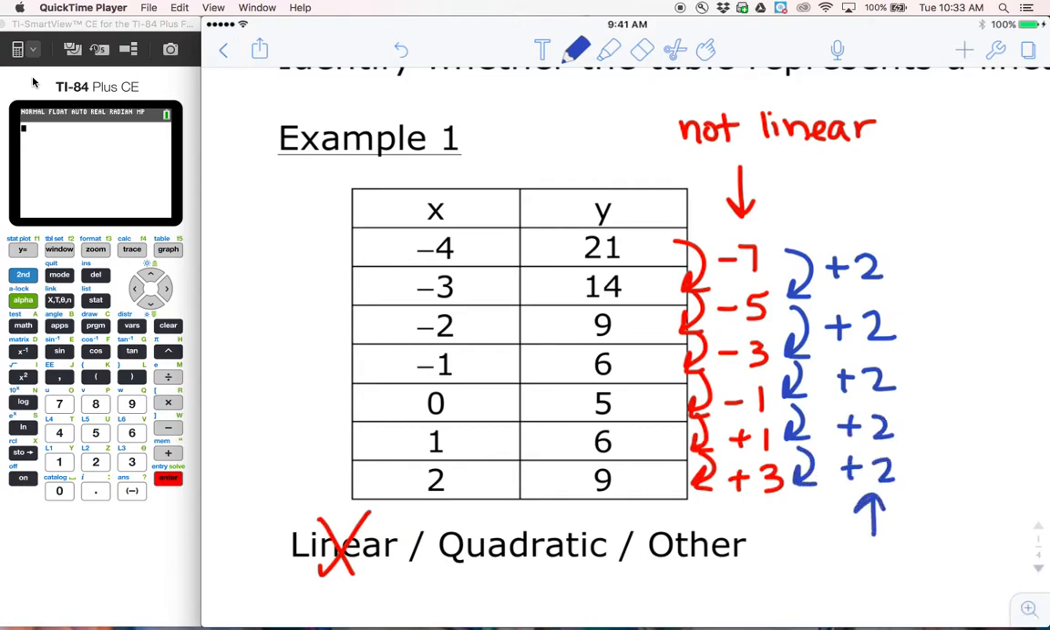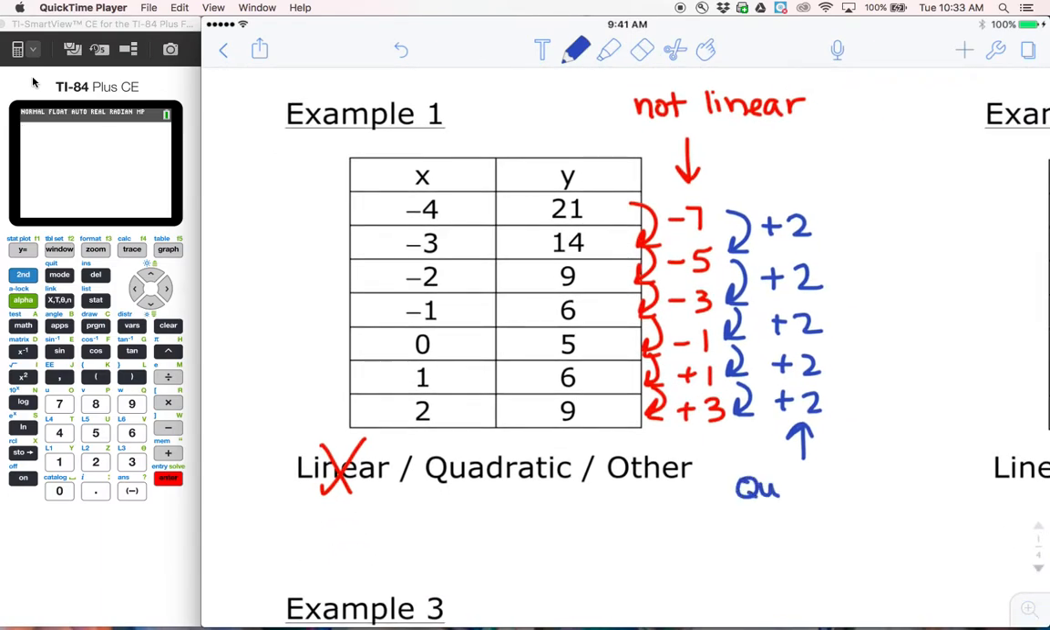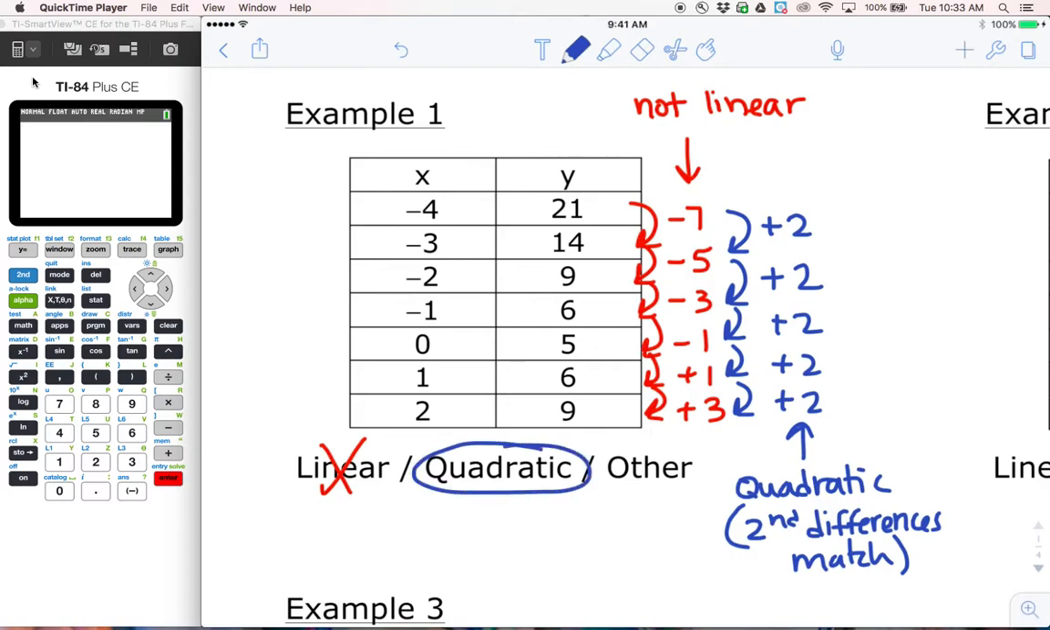This tells us the relationship is quadratic because the second differences, which is what those are called, match. Constant second differences mean that it is quadratic. Now I will show you a method that your calculator can really help you to figure this out in a minute, but it's really not too terrible to look at it by hand.